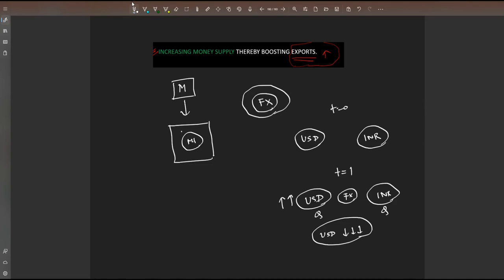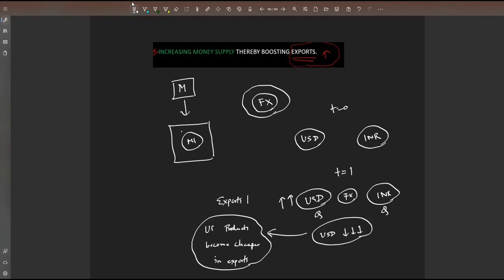Because you are increasing the supply of US dollar in the entire global markets, the foreign exchange rates for USD weaken. In this kind of a scenario, what can happen is, in export markets, US products may become cheaper. And theoretically, this may result in increase of exports. Right, friends? Theoretically, this may result in increase of exports. That is what is being pointed towards when we are talking about increasing money supply, thereby boosting exports.